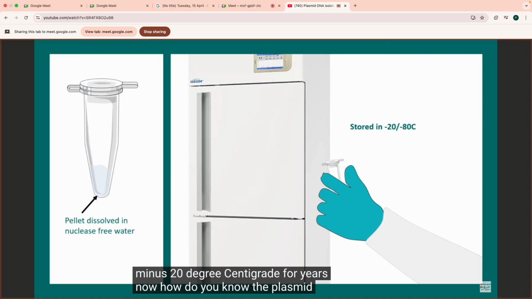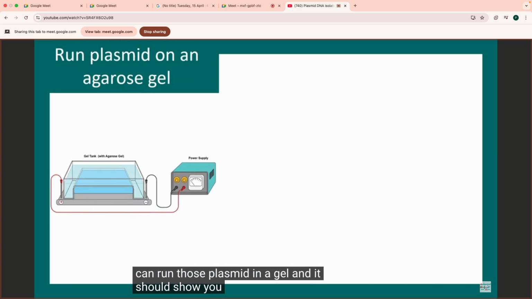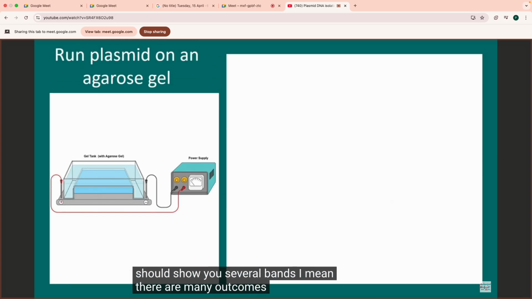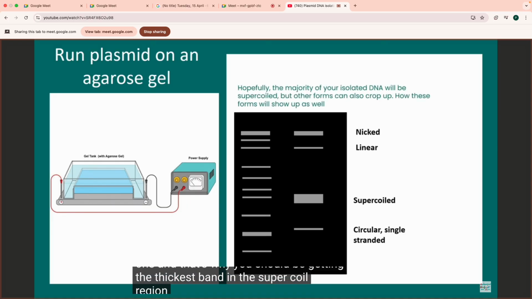Now, how do you know the plasmid is good quality that you have isolated? You can run the plasmid on a gel, and it should show you several bands. I mean, there are many outcomes possible, like bands corresponding to nicked plasmid, linear plasmid, or supercoiled, closed circular plasmid. The predominant form that you should be expecting is basically the supercoiled one, and that's why you should be getting the thickest band in the supercoiled region, and other bands should be very faint.